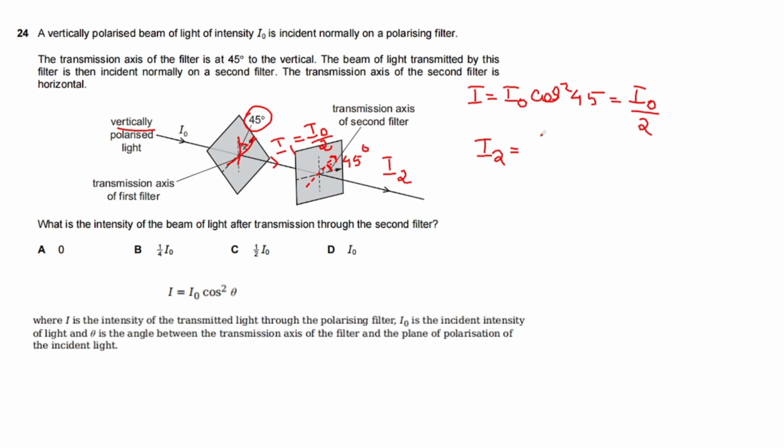Incident intensity is half of the initial value, and cos square the angle between the transmission axis and the polarization, which is 45. So I0 divided by 2 multiplied by 1 by 2, which means that I0 divided by 4. So the intensity after the transmission through the second filter would be 1 by 4th of this initial intensity, which means that option B is the correct answer.